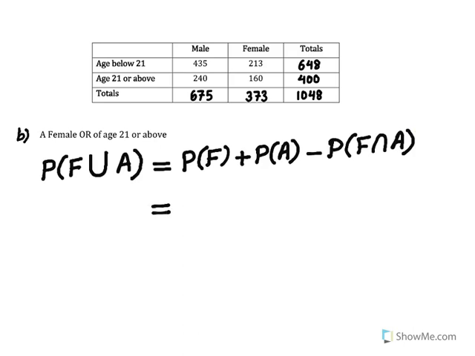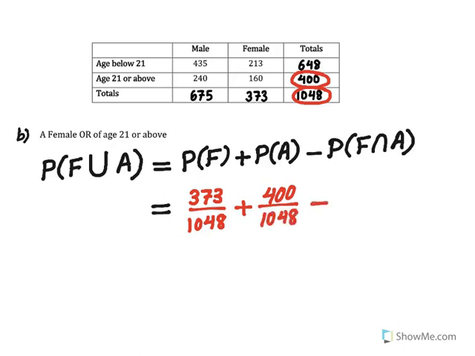Probability of female, first, you see that we have 373 females out of the total, which is 1048. So you write here 373 females out of the total 1048, plus, now you ask probability of age above 21. Now above 21 we have 400 people out of 1048. So you'll put 400 out of 1048 minus, and last one is female and age above 21.